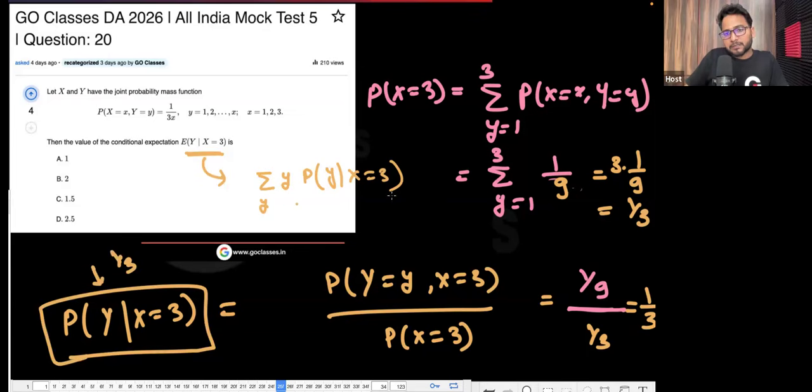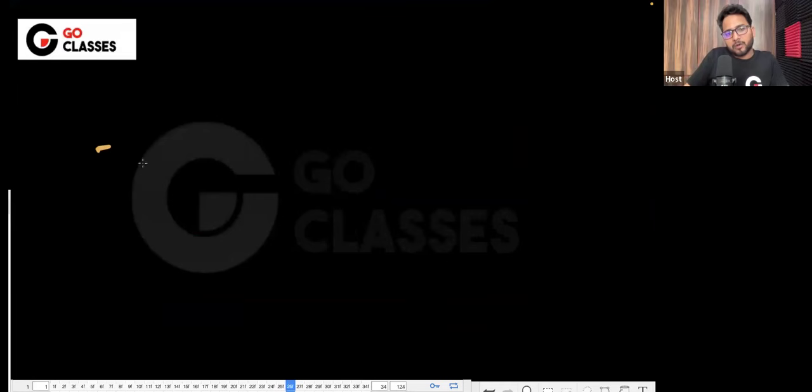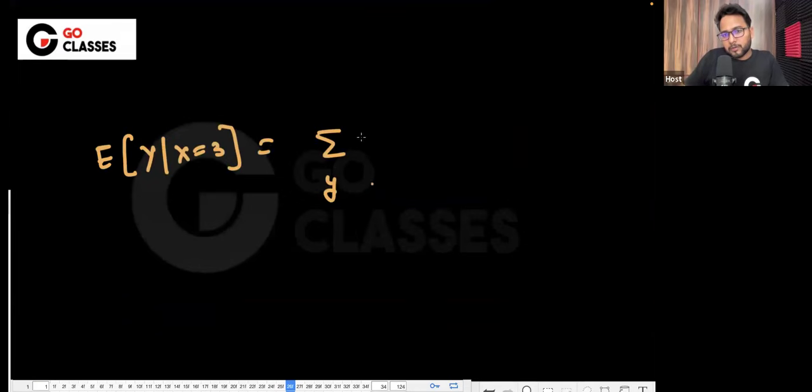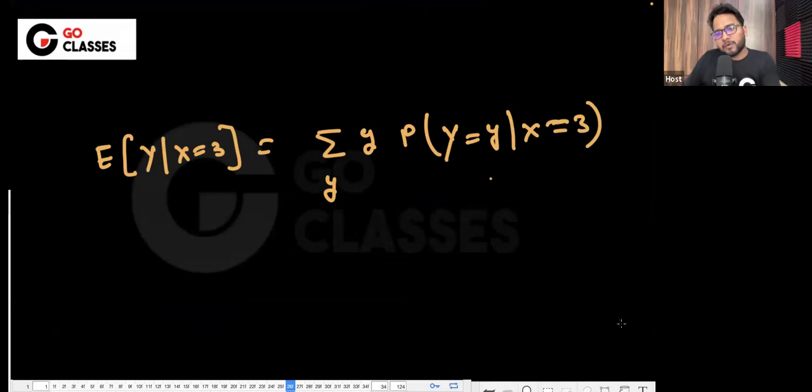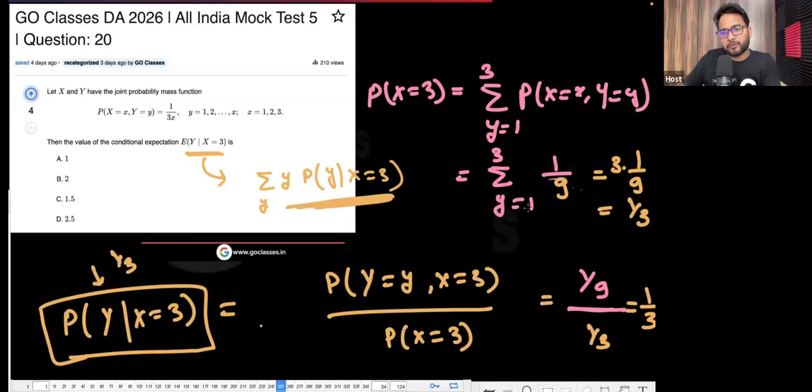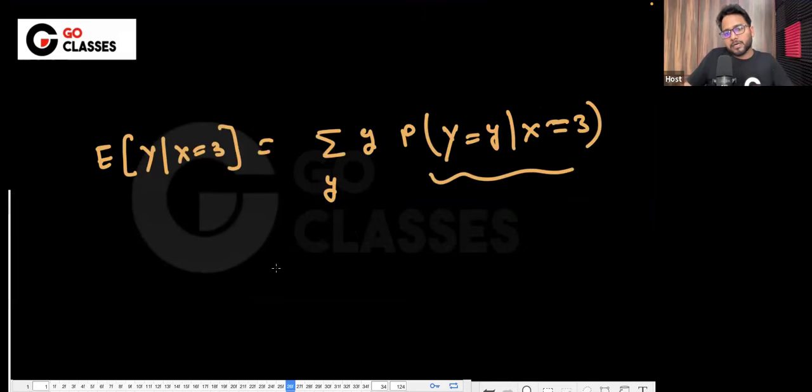Now we have to plug in this formula. The formula of the expectation of y given x equal to 3 is nothing but summing over all the possible values of y, y times the probability of y equal to y given x equal to 3, right? Now this probability we have found out, which is 1 by 3. Since x is 3, y will be 1 to 3.